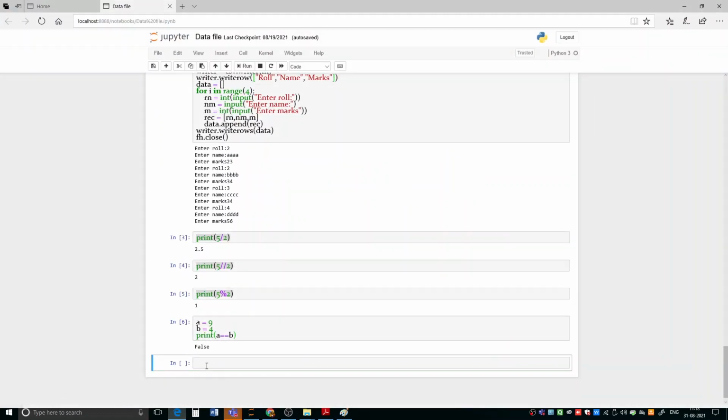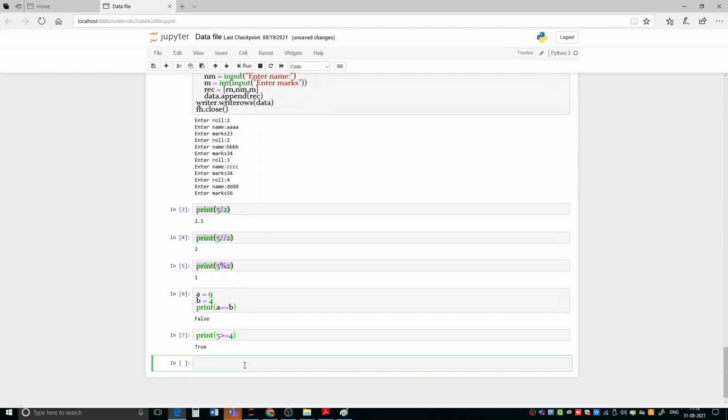If you are writing print 5 is greater than or equal to 4, quickly tell me what will be the value? What will it return? True, because one condition is fulfilled. 5 is greater than 4, so it is giving true.